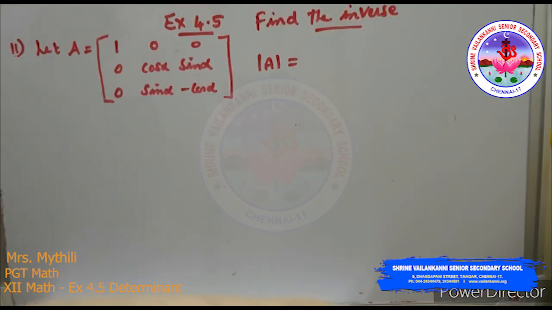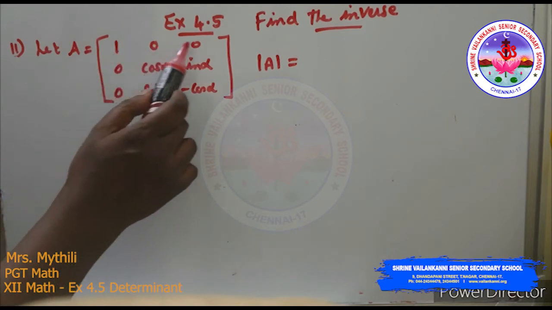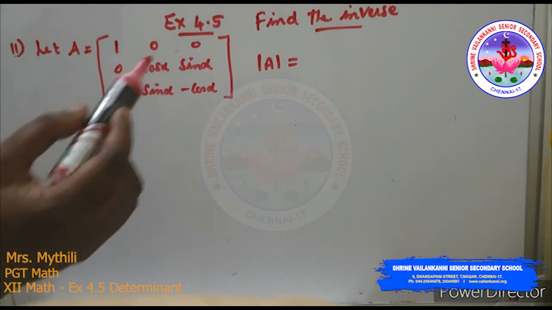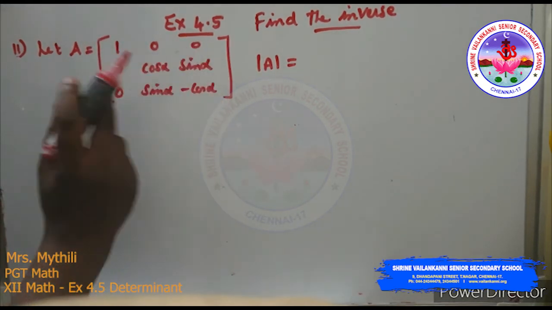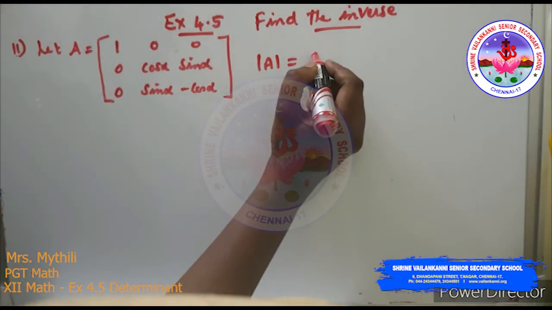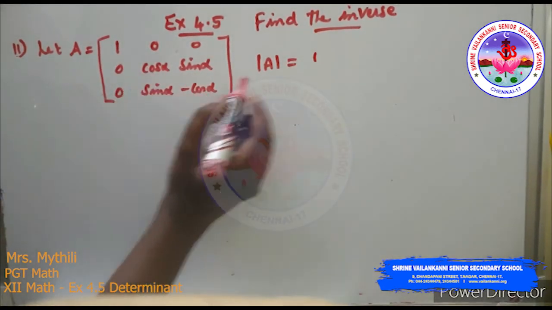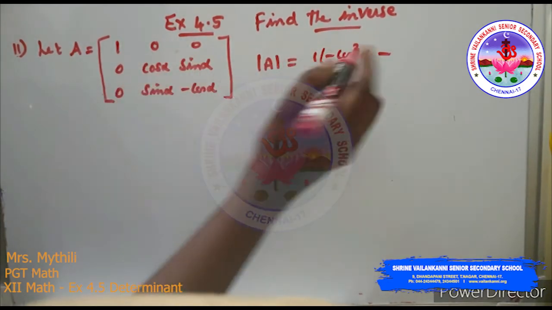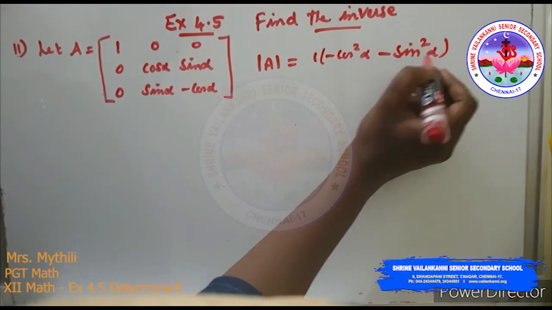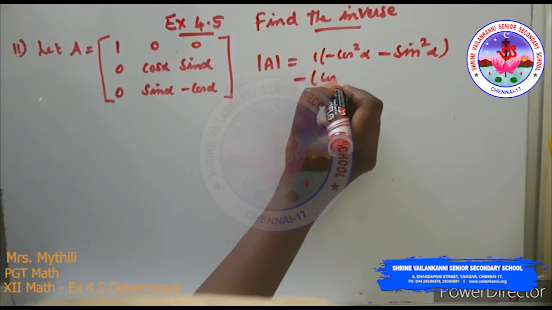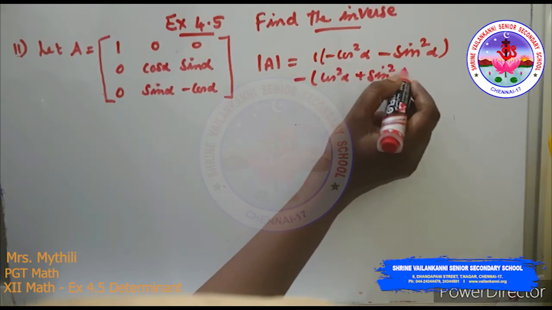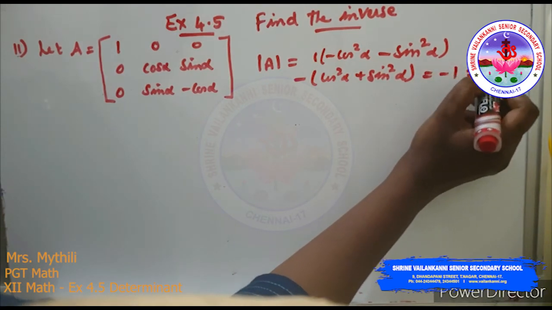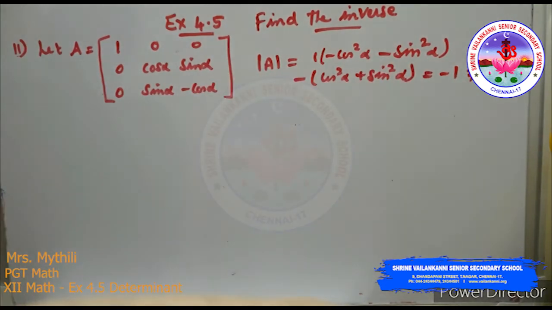Let's move on to 11th question. Taking A equal to 1, 0, 0, 0, cos alpha, sin alpha, 0, sin alpha, minus cos alpha. So determinant of A, when we expand along the first row or first column, we get 1 into cos alpha into minus cos alpha is minus cos square alpha, minus sin alpha into sin alpha is sin square alpha. Taking minus out, we get cos square alpha plus sin square alpha. This identity is 1, so it is minus 1, not equal to 0. So determinant of A is equal to minus 1.